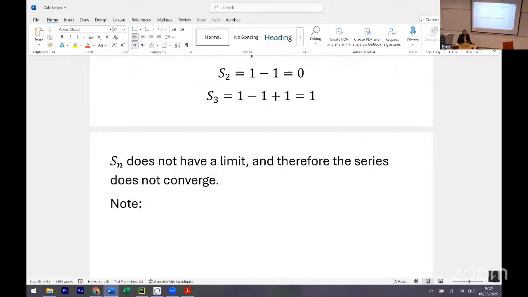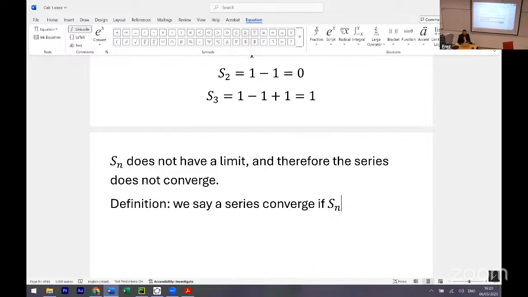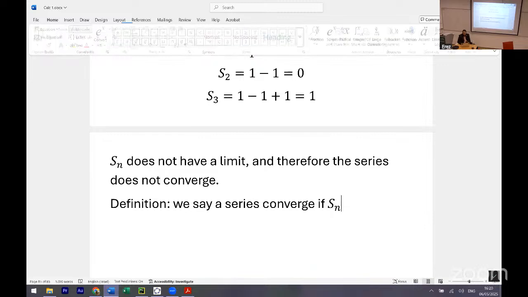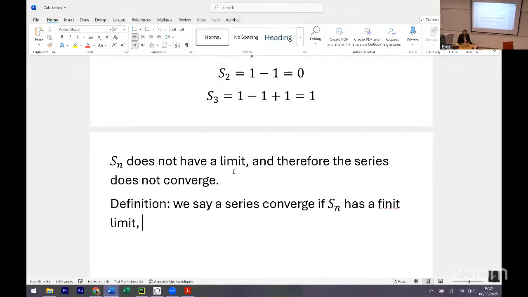Note, we say a series converges. It's not a note, it's a definition. We say a series converges if the partial sum sequence has a finite limit. Otherwise, we say the series diverges.